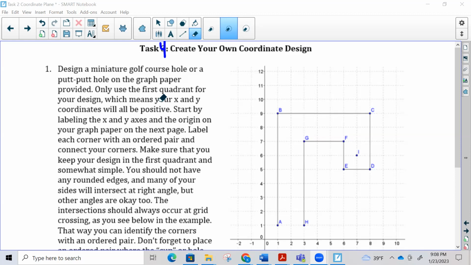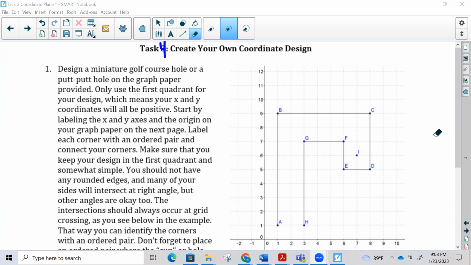You are going to design a miniature golf course hole or a putt-putt hole on the graph paper provided. You will use only the first quadrant for your design, which means your X and Y coordinates will all be positive. You want to start by labeling the X and Y axis and the origin on your graph paper on the next page. Then you're going to label each corner with an ordered pair and connect your corners.